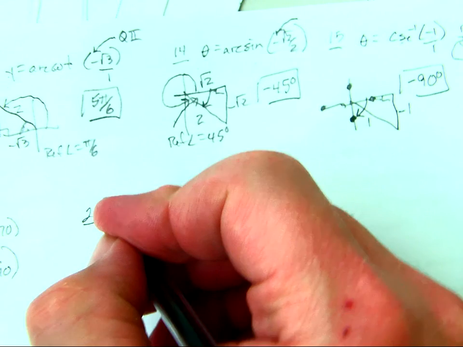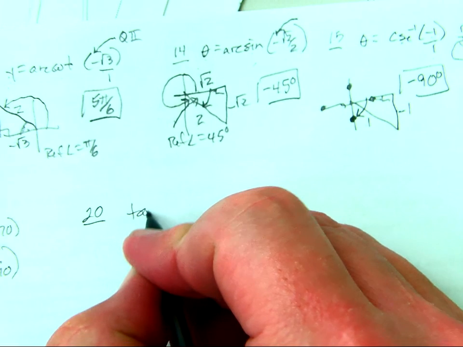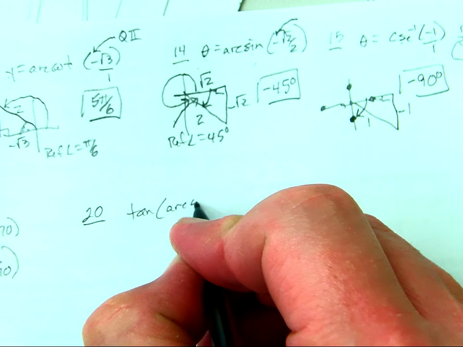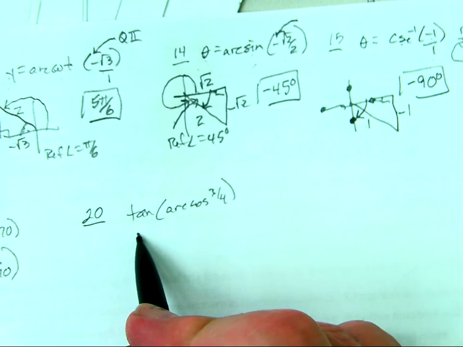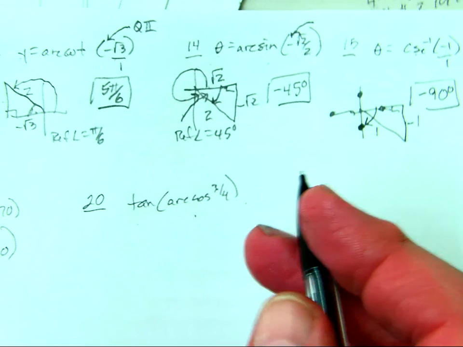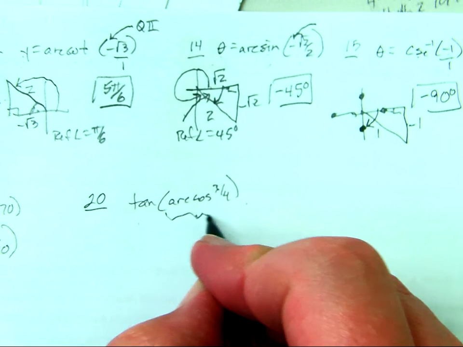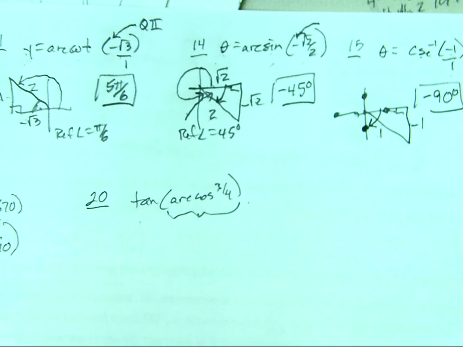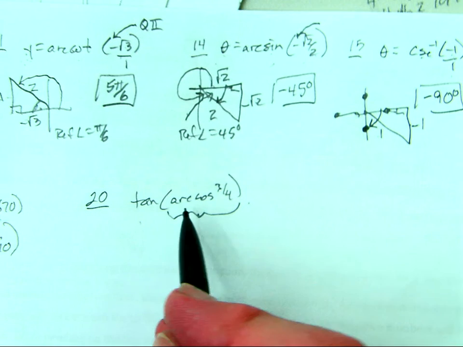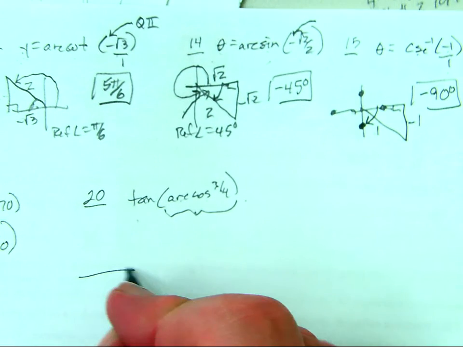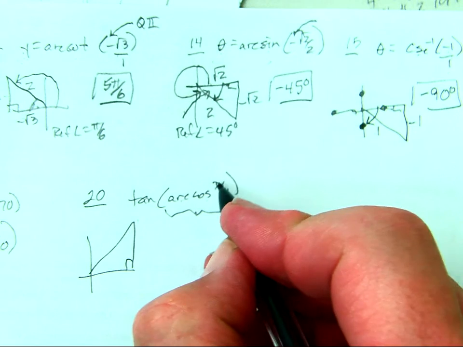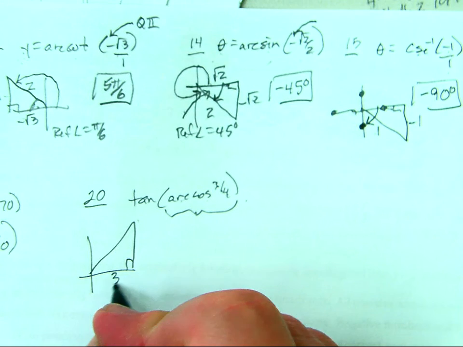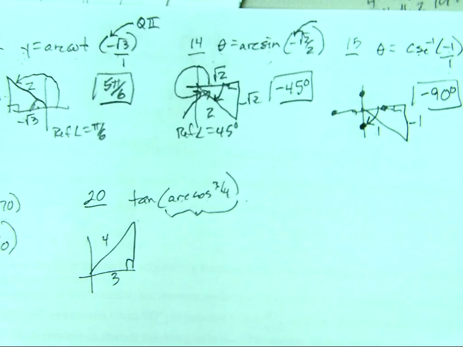Number 20, I think these look harder than they are. We're finding the tangent of the arc cosine of 3/4. So let's look at this part. I think of this as the inside part, inside the parentheses. Let's use that to draw a triangle and fill in the sides. Its inverse cosine is positive. Well, everything's positive in the first quadrant. Cosine is adjacent over hypotenuse.